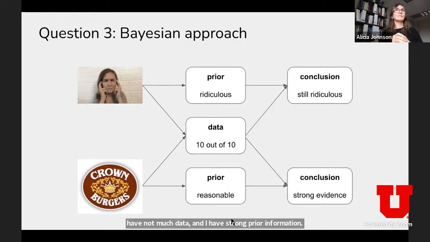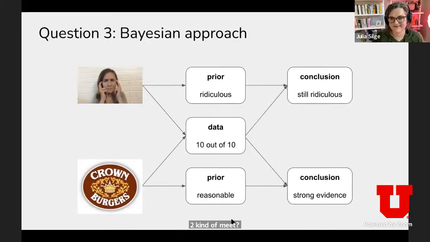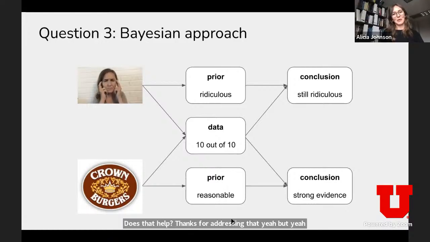So say I'm looking at the performance of a vaccine. My prior knowledge about that vaccine is based on a bunch of previous vaccines, other tests that we've run in the past. So I have that strong prior information, and then I might test the vaccine on just 5 people. That's not going to have as much sway. So it's a balance between how much data we have, how strong our prior information is, and where those two meet. Does that help? Thanks for addressing that. But yes, it's much more nuanced than I'm talking about here.